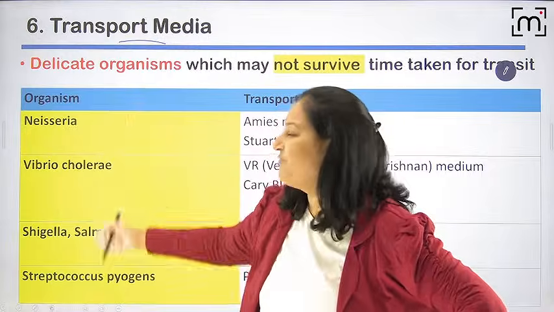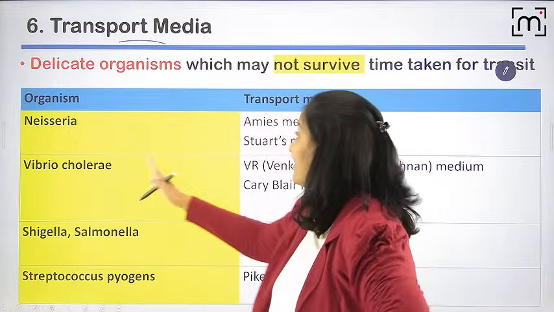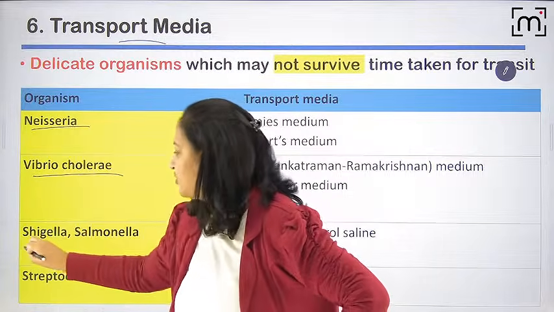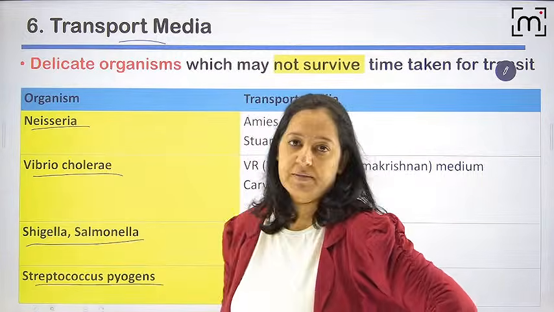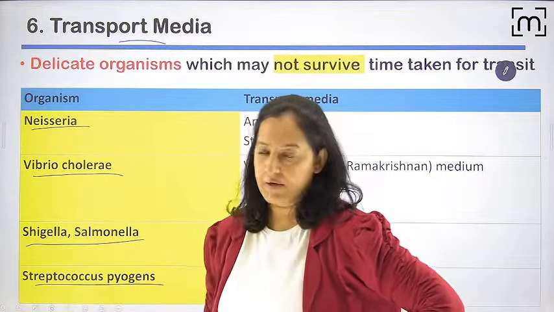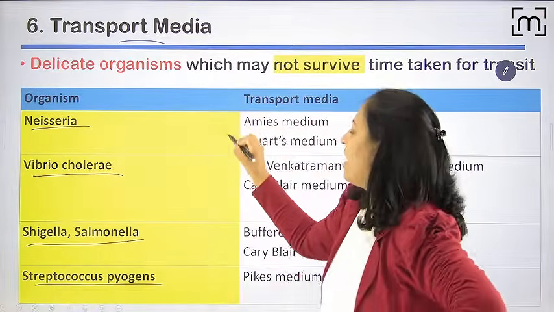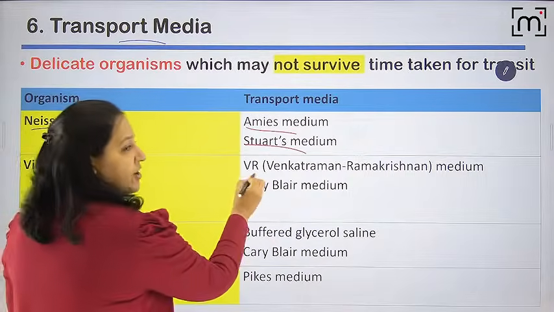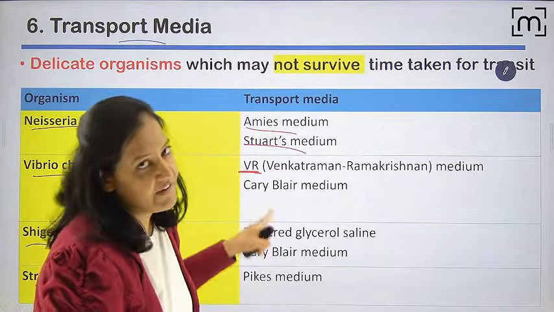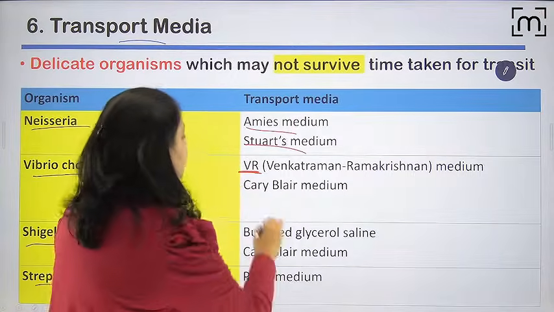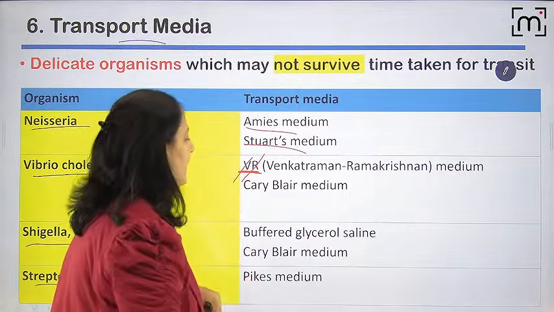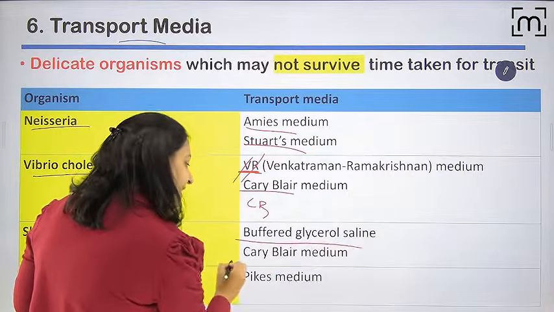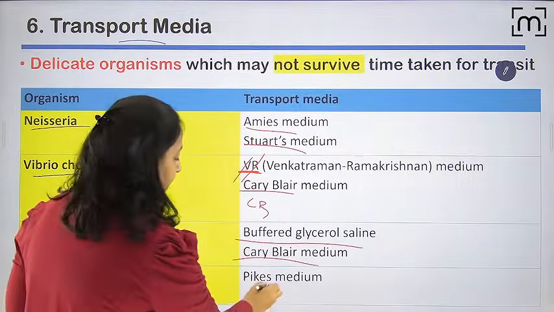Learn the 4 delicate organisms and their corresponding transport media: Neisseria, Vibrio cholerae, Shigella and Salmonella, and Streptococcus pyogenes, Group A beta hemolytic Streptococcus. For Neisseria, we have Amies media and Stuart media. For Vibrio cholerae, Venkatraman Ramakrishnan, a South Indian scientist, we have VR media, and also CB, Cary Blair. For Shigella and Salmonella, we have buffered glycerol saline and again Cary Blair. And for Streptococcus pyogenes, we have Pike's media.